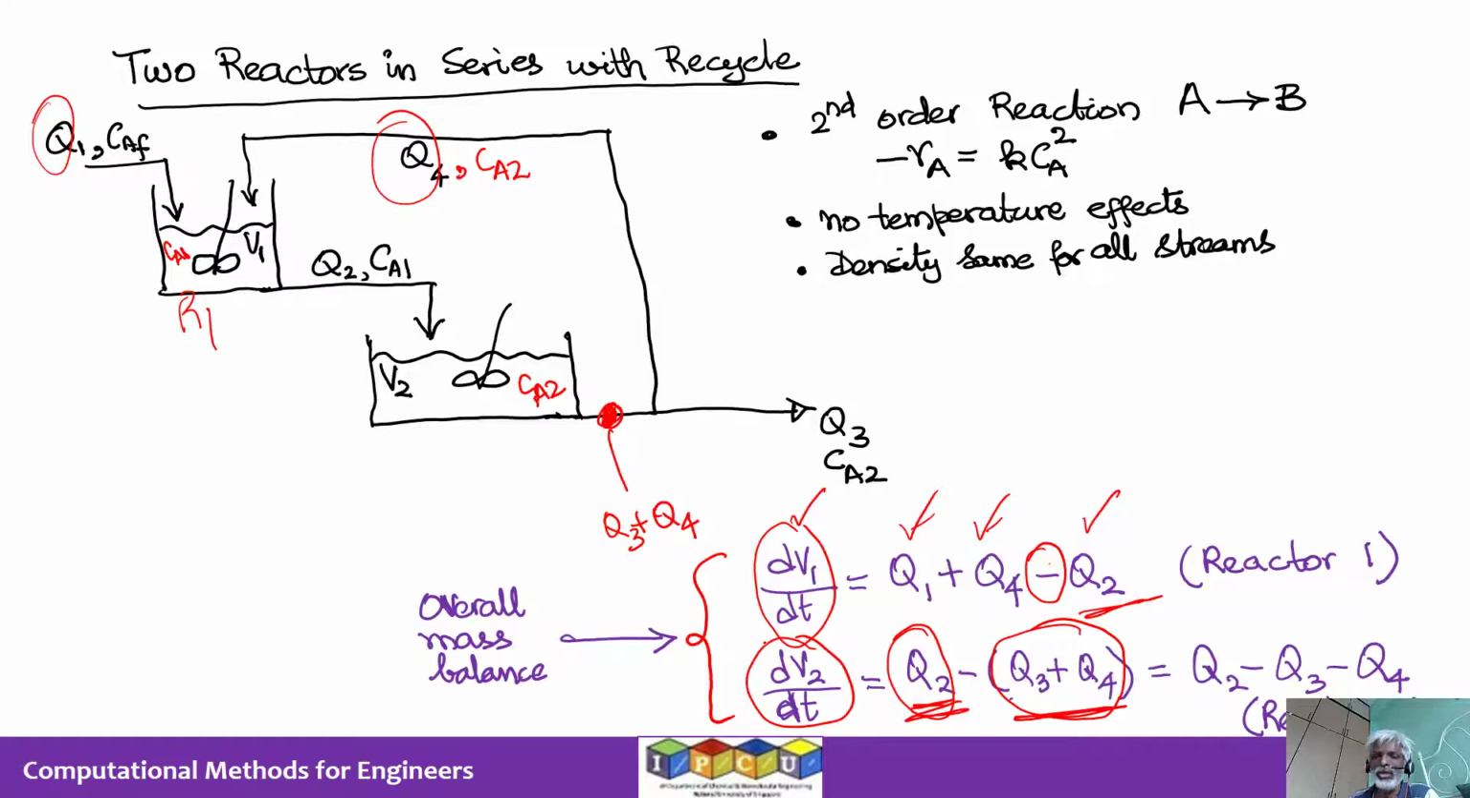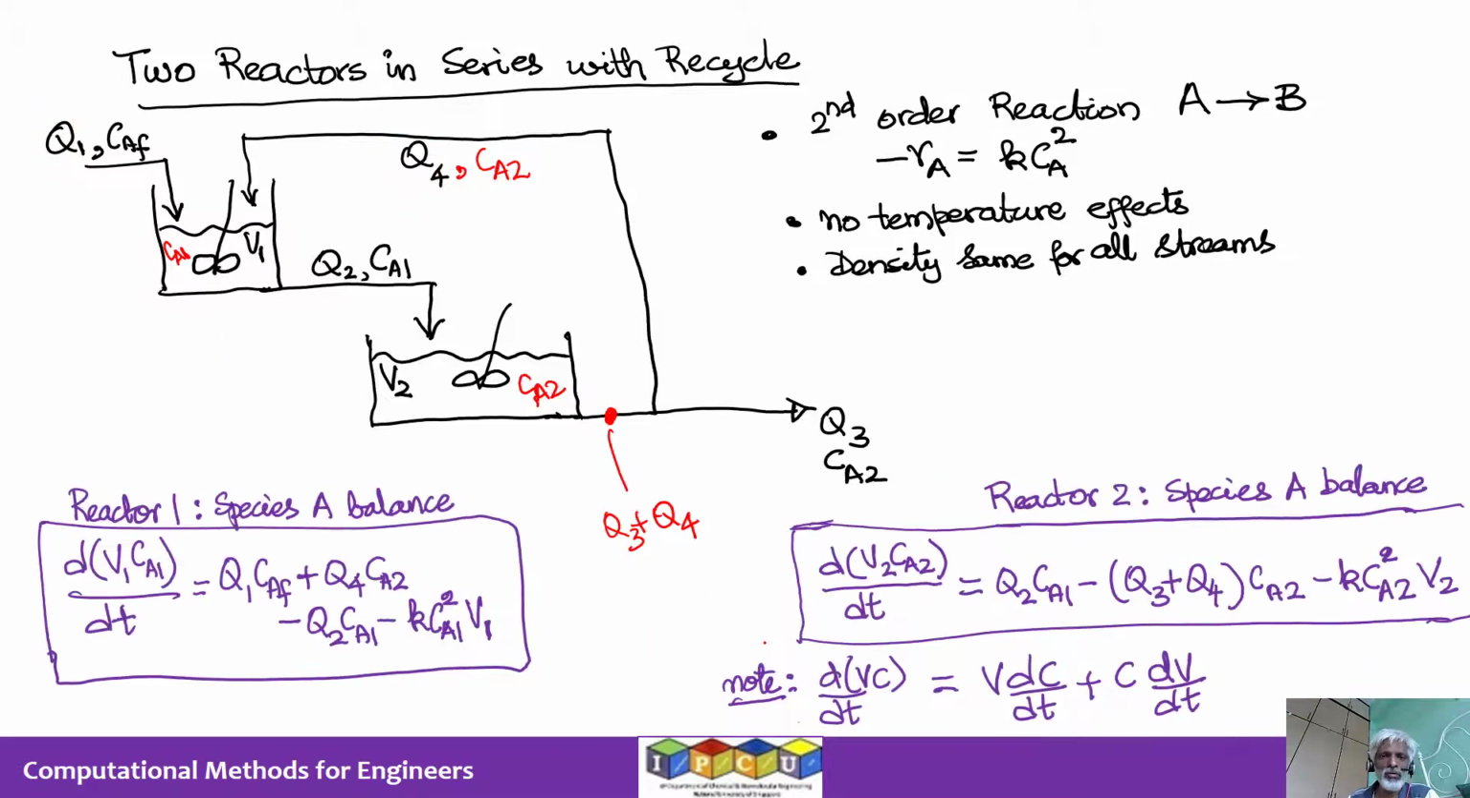If that is not true, if the densities are all different, we can modify this equation suitably. It's not going to be too complicated, but certainly assuming the same density for all streams makes it much better. When we go for the component balances for species A in reactor 1, we get what you see on the left hand side, very much like what we have done in the earlier two examples.